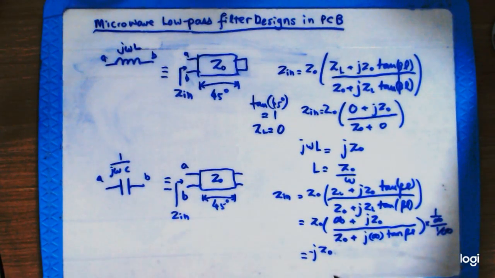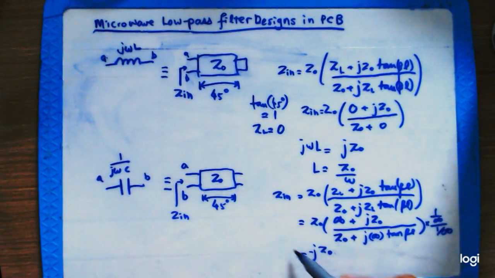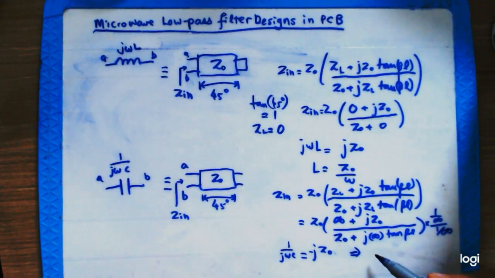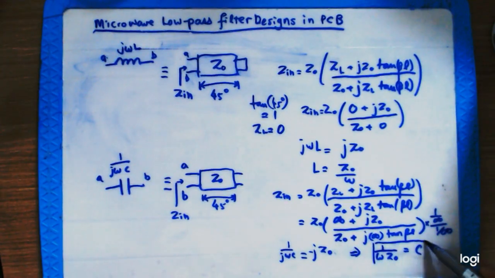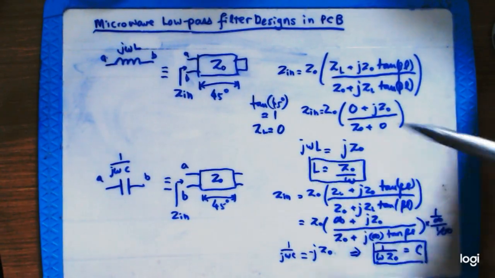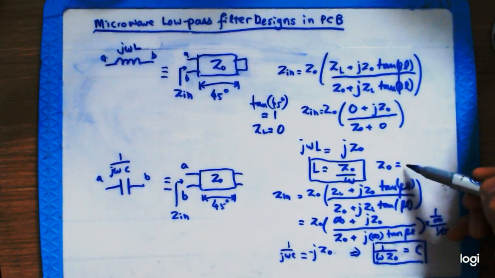Yeah, I think so. So as a result, you need to be able to equate this to j omega C. From here, I can say the capacitance that I need will be omega V naught, and this is the capacitance, and this is the inductance.